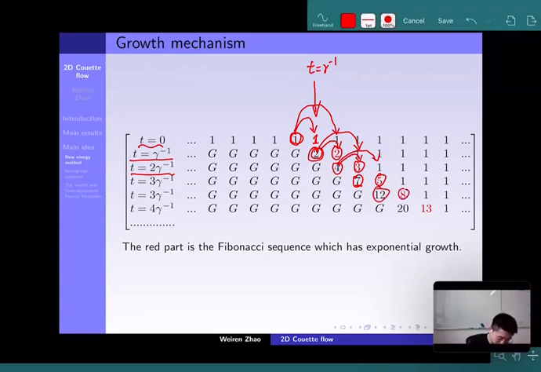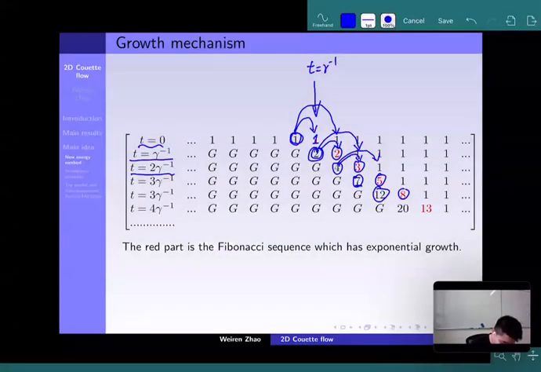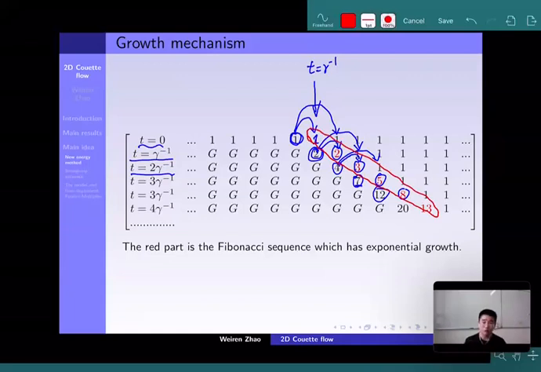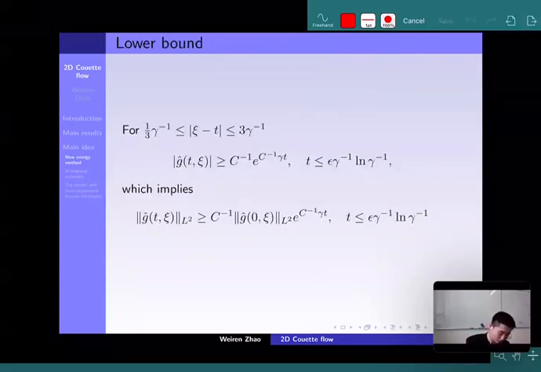And in the end, when you connect all these lines, you will find that this is a Fibonacci sequence. The Fibonacci sequence has exponential growth. So that's how we prove the exponential growth. Well, this seems pointwise, right? Actually, the size of this regime is gamma minus 1. So actually, we prove that in this gamma minus 1 regime, all the data grows exponentially, pointwise. So in the end, we proved that the data has exponential growth till the time gamma minus 1 log gamma. Okay, so I would like to stop here. Thank you.